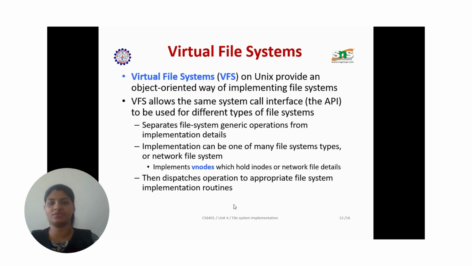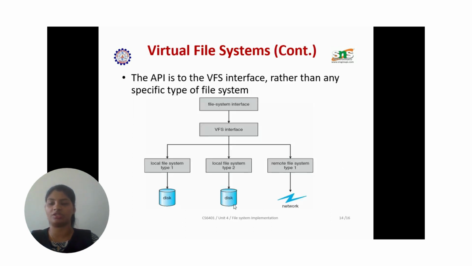Then we have virtual file systems. Virtual file systems on Unix provide an object-oriented way of implementing file systems. A virtual file system allows the same system call interface to be used for different types of file systems. This separates file system generic operations from implementation details. The implementation can be one of many file system types or a network file system. It implements vnodes which hold inodes or network file details, then dispatches operations to the appropriate file system implementation routines.